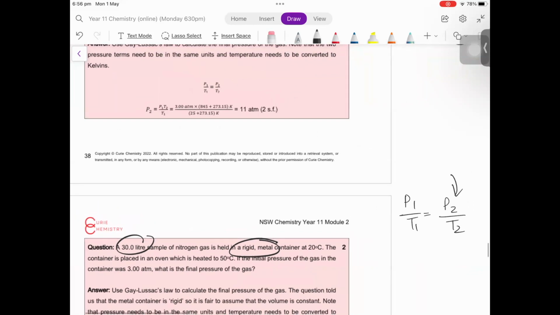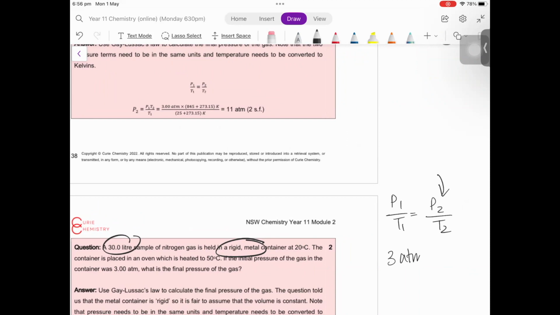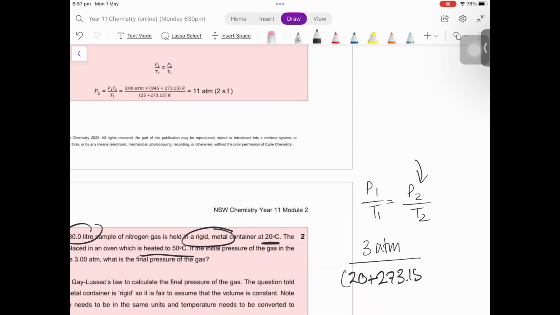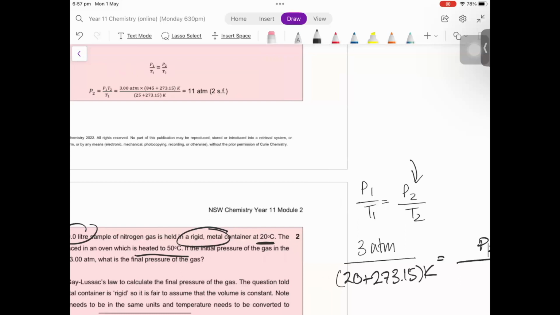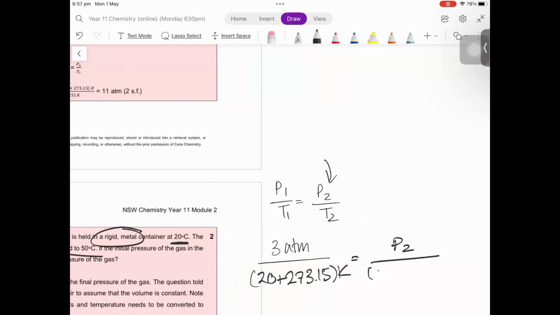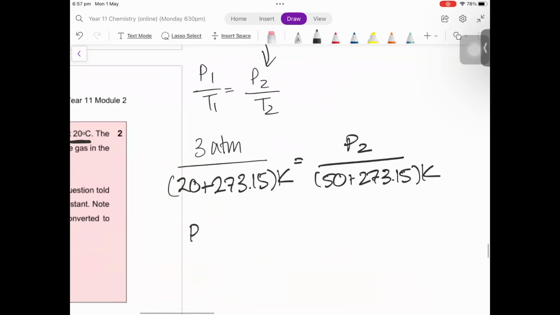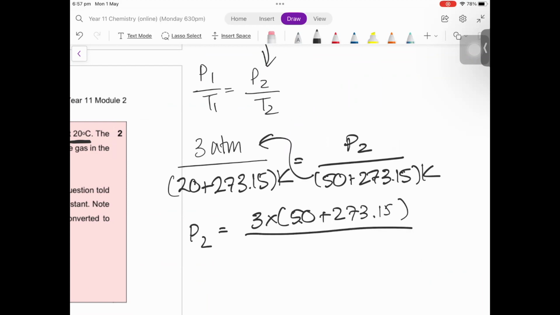Beautiful. So what's my initial pressure? 3 atmospheres. What's my initial temperature? Beautiful. So 20 plus 273.15, I have this in kelvins, and my final pressure is the thing I'm looking for. And what's my T2? That's 50 plus 273.15 kelvins. Good. And that's that. And then for me to do my conversion, that's going to be P2 is 3 times, moving this over again, 50 plus 273.15 divided by 20 plus 273.15.